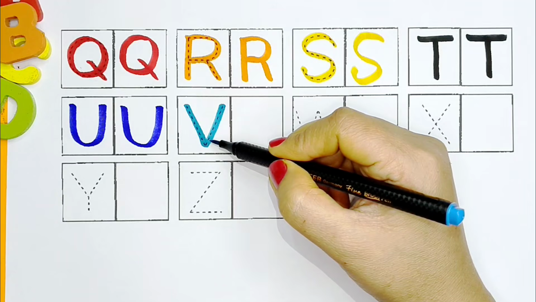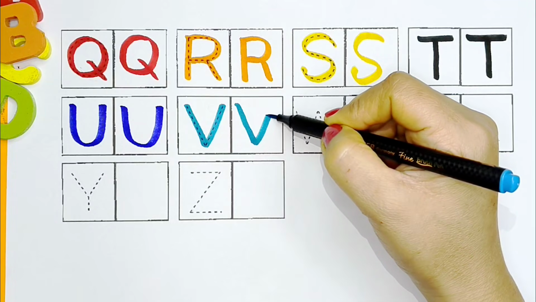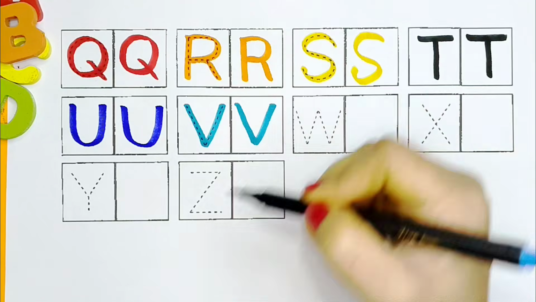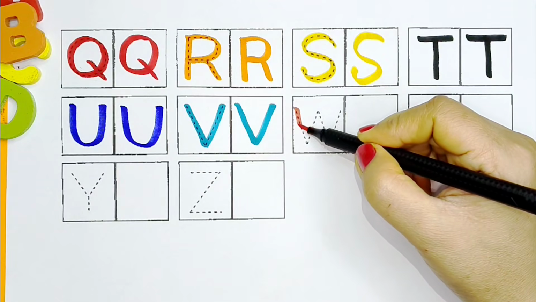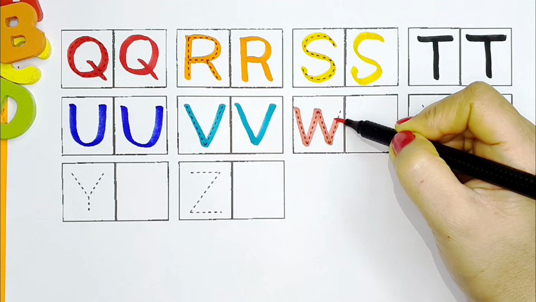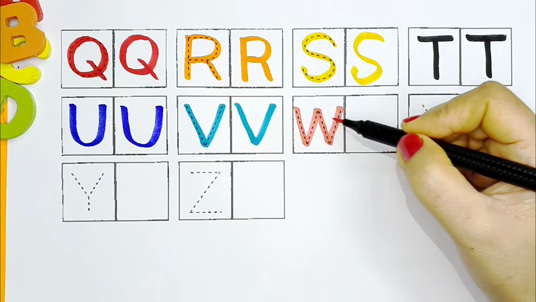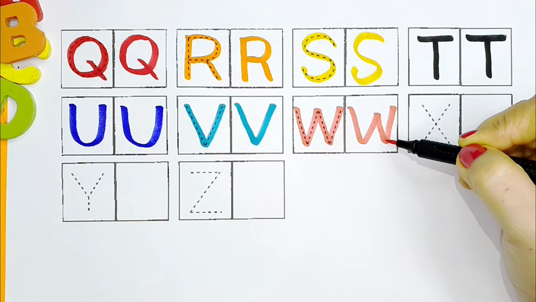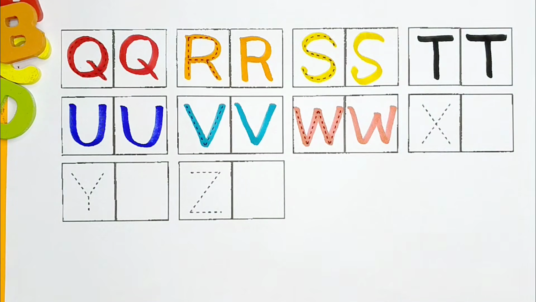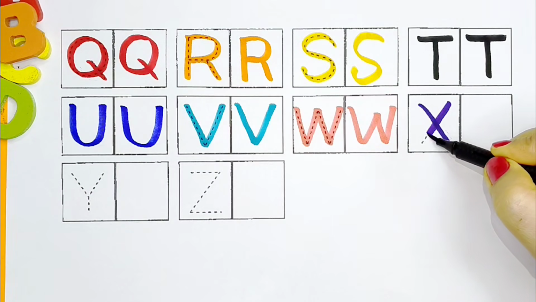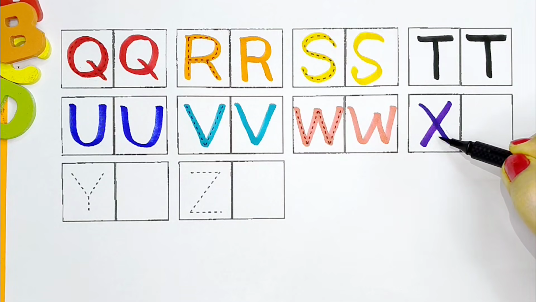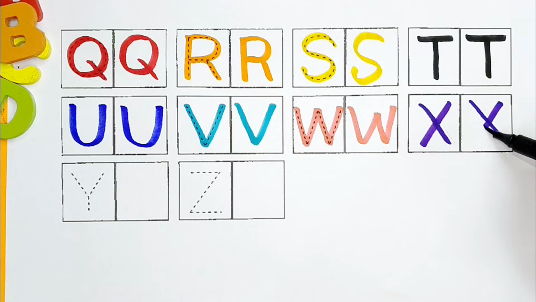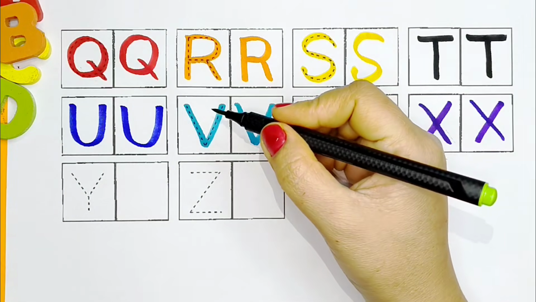V for fan. V for fan. Pink color. W for watermelon. W for water. Purple color. X for Xmas tree. X for X-ray. Light green color.